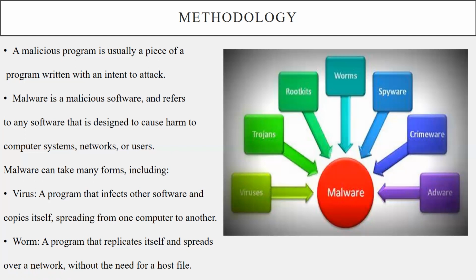And spyware is a software that collects information about the user computer and sends it to a third party without the user's acknowledgement. Crimeware is also a program that encrypts the user files and demands payment in exchange. And adware is a software that displays unwanted ads on the user computer device. These are the types of malwares.